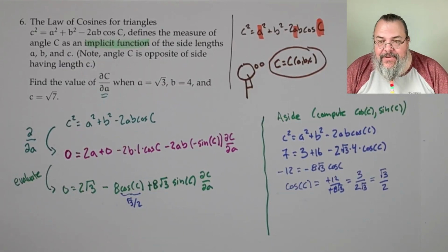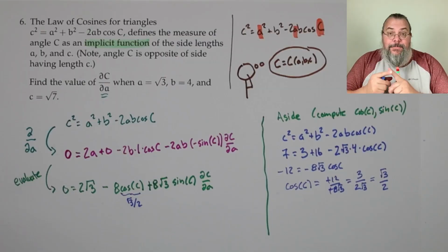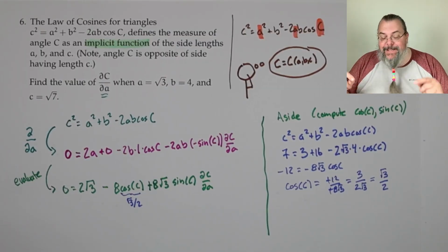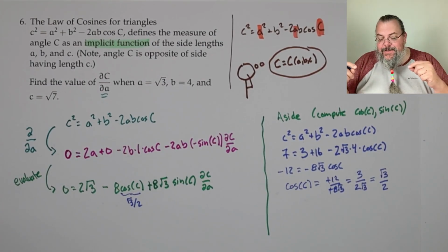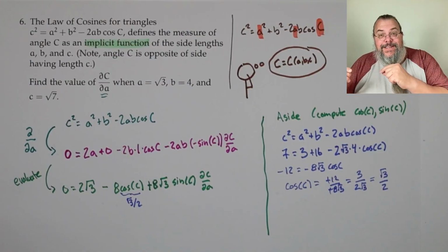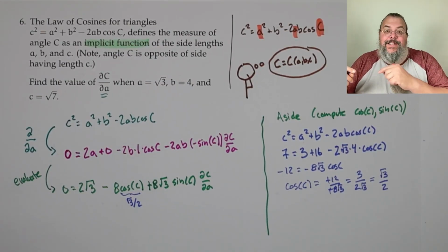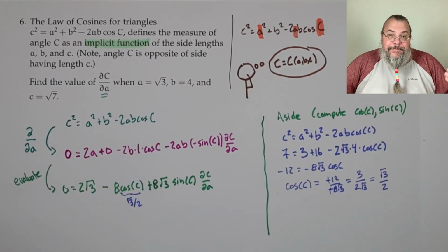What about sine of C? Now, there's 2 ways to do it. The one way is to say, hey, I recognize this angle. This is a pretty nice angle. Do you recognize it? Cosine is root 3 over 2. That would be the angle of pi over 6. And so sine of C would be sine of pi over 6, which would be a half.